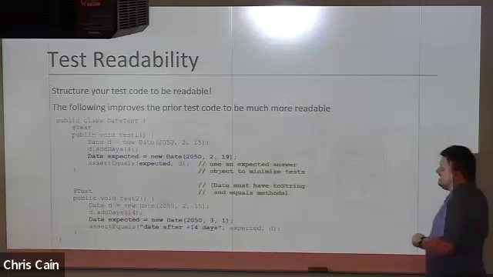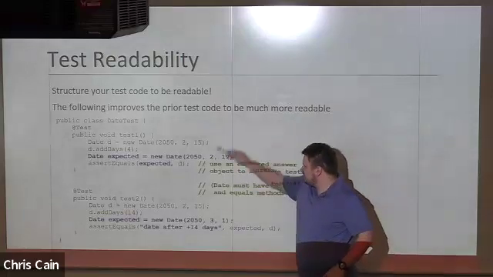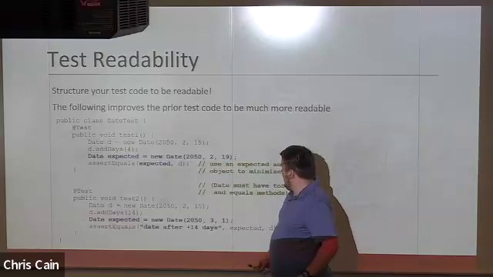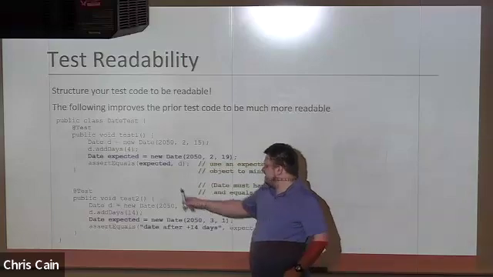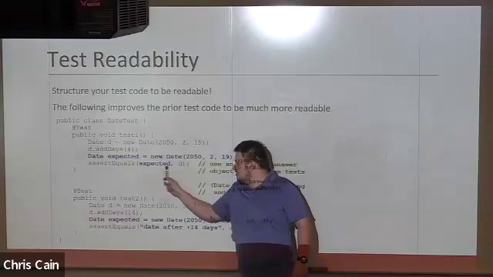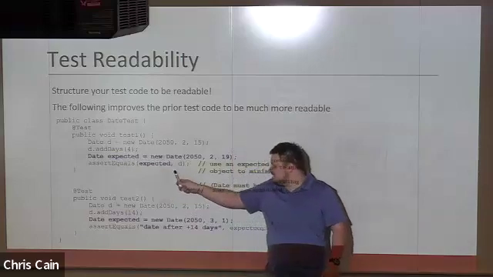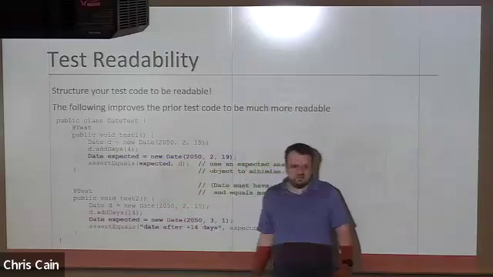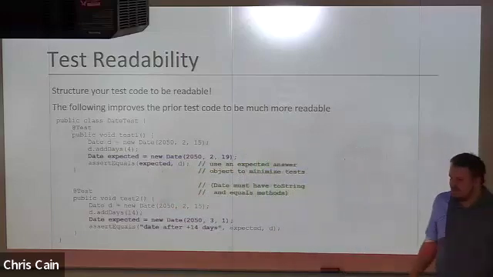Here are some examples from the prior example. We can now call something actual and call something expected. So now when we do the assert equals, we have a variable called expected. We could easily put all of this code inside of this assert equals and make it look really ugly.